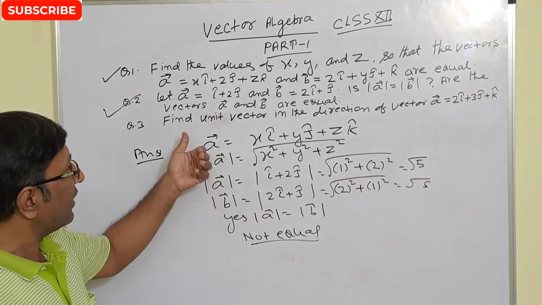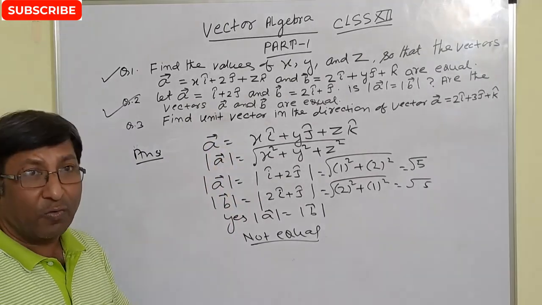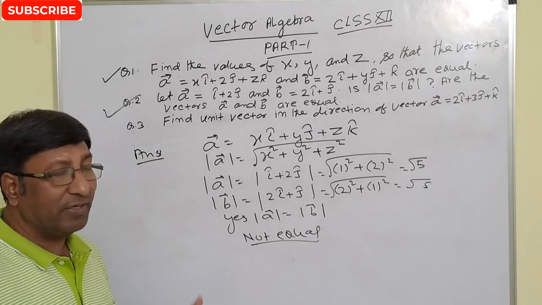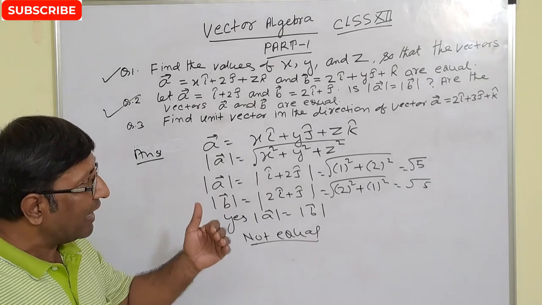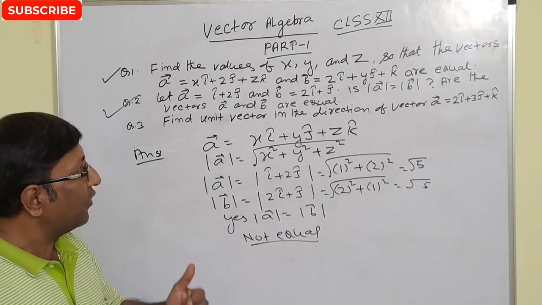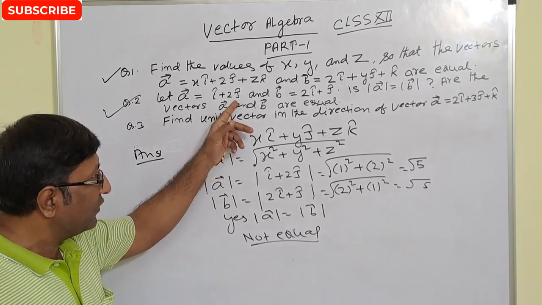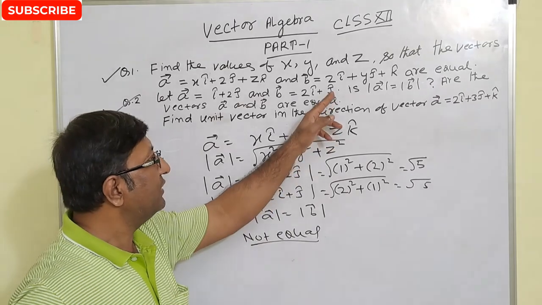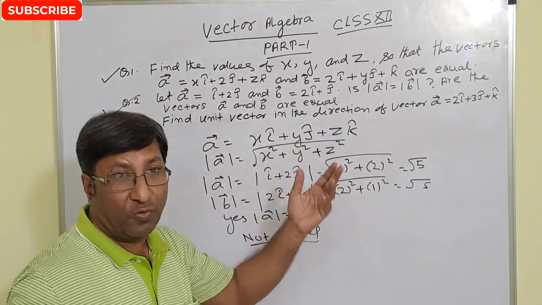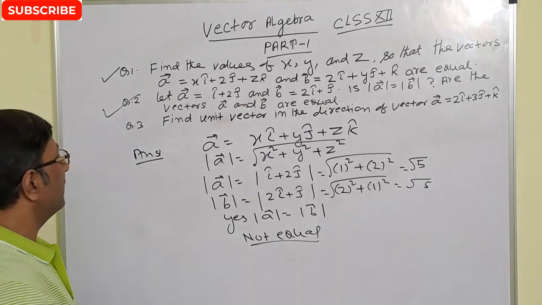But the next part is, are vector A and vector B equal? No, vector A and B are not equal because the coefficient of unit vector i of the first vector and unit vector i of the second vector are not equal. In the same way, the coefficient of unit vector j is 2 in the first vector and coefficient of j in the second vector is 1. So not equal. So vector A and B are not equal. Now see the third question.